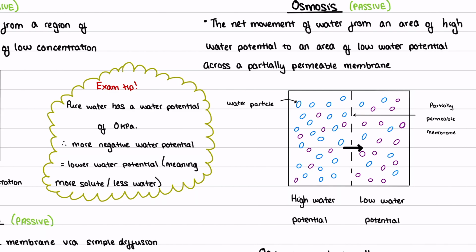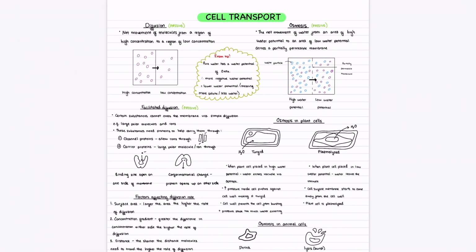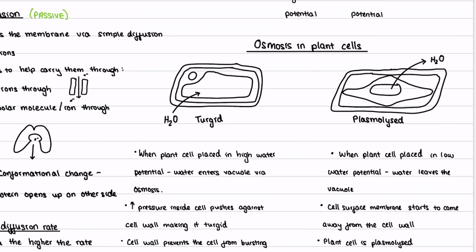So, pure water has a water potential of 0. To know whether the water potential is high or low, remember the more negative the number, the lower the water potential. Now, you also need to know about the effect of osmosis on plant and animal cells.